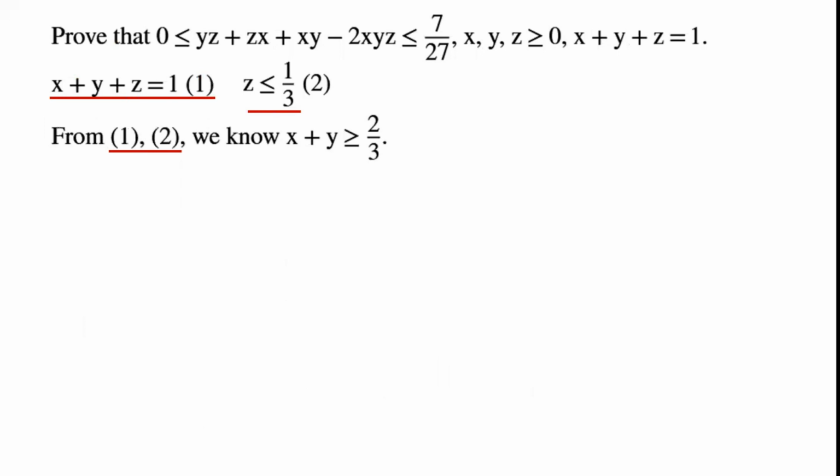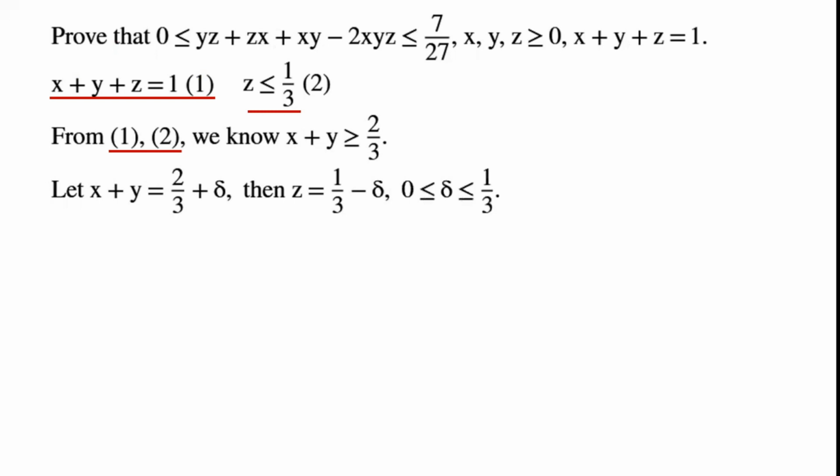From equation 1 and inequality 2, we know that x plus y is greater than or equal to 2/3. Let x plus y equal 2/3 plus delta. Then z equals 1/3 minus delta, and 0 is less than or equal to delta is less than or equal to 1/3.